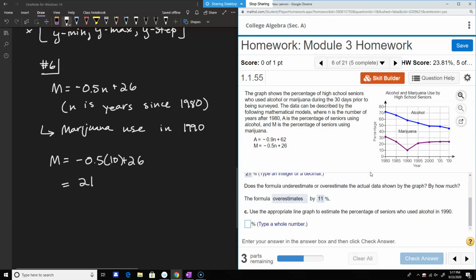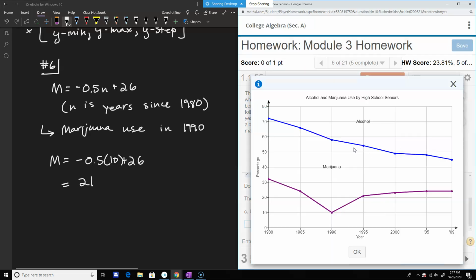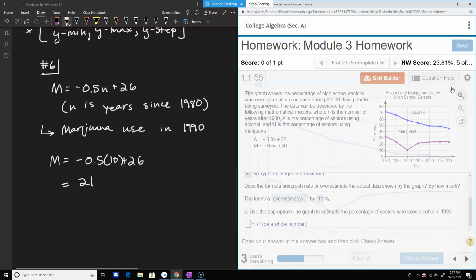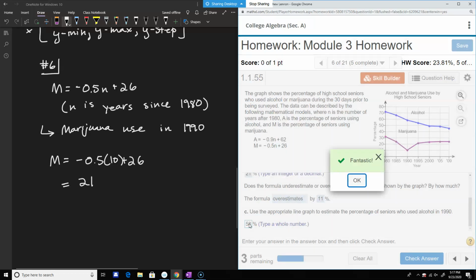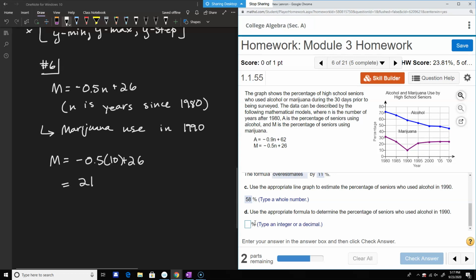Okay, so then they're asking for the same thing, but now we're using the alcohol graph and the alcohol formula. So in 1990, alcohol looks to be about 60%. It might actually be a touch under. Yeah, it looks a touch under. That maybe looks closer to 58, so I'll try 58. Okay, so 58 is a good choice.